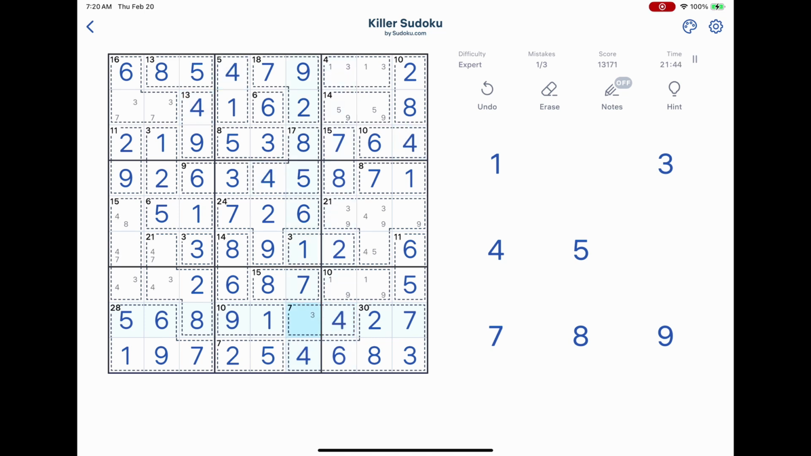Block 8. Block 6. Block 3. Block 4. Block 9.